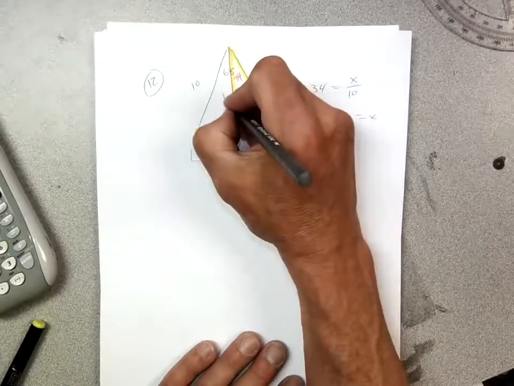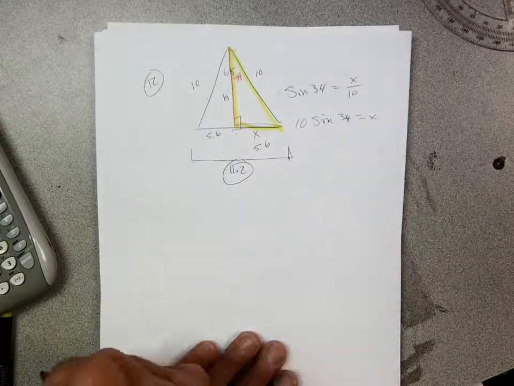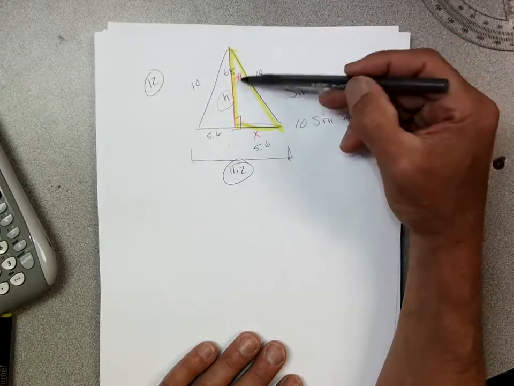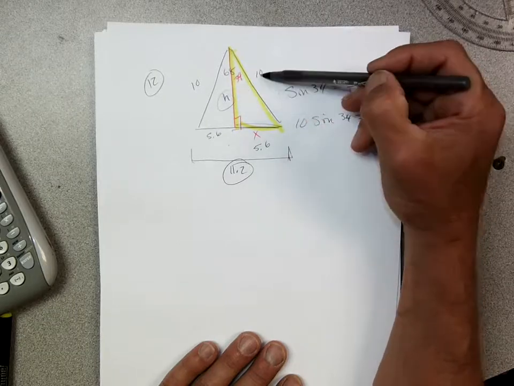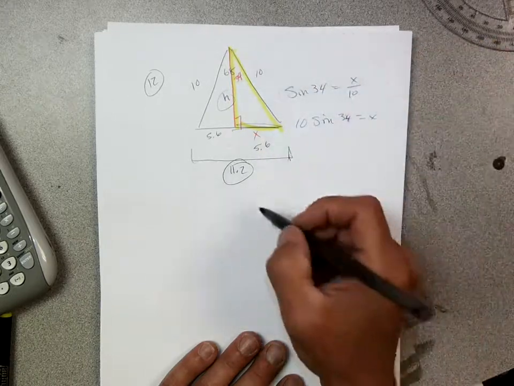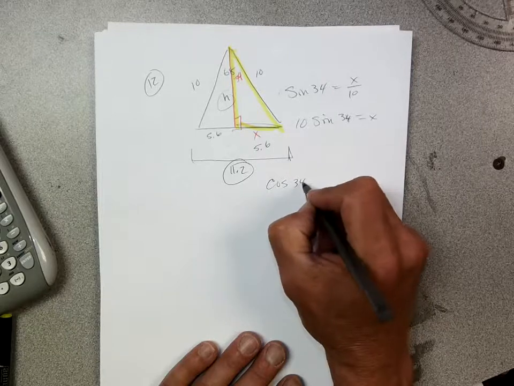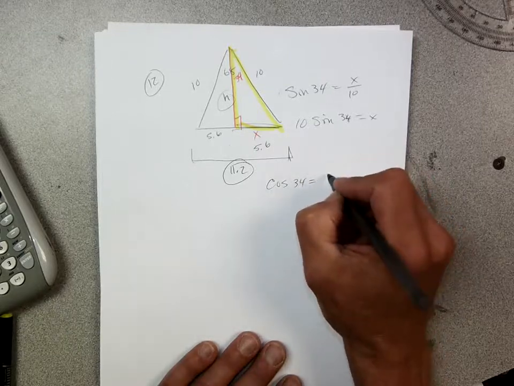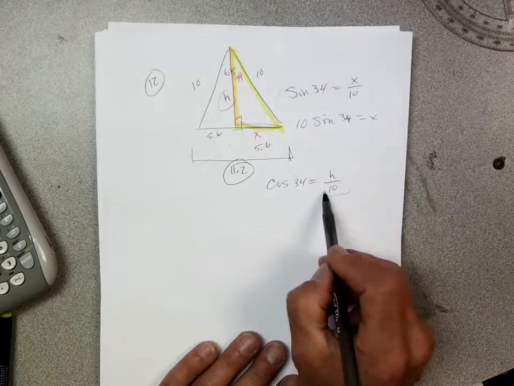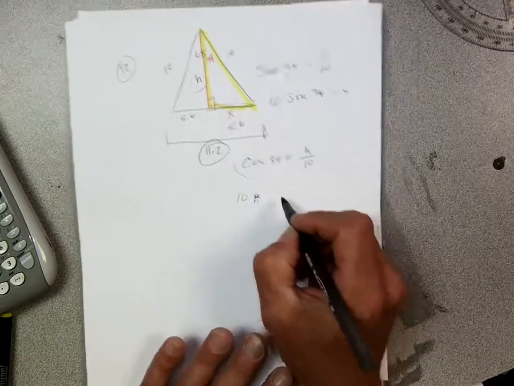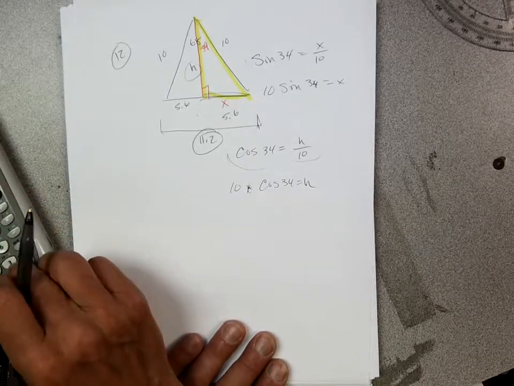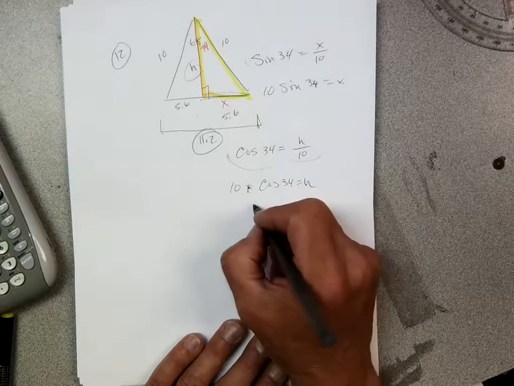And finally, the height. Okay, the height. Adjacent, hypotenuse, which one? Cosine. Cosine of 34 is equal to my adjacent, which is h, over 10. Bring up the 10, cross multiply, so it's 10 times the cosine of 34 equals h. 10 cosine 34, and I get an answer of about 8.3.